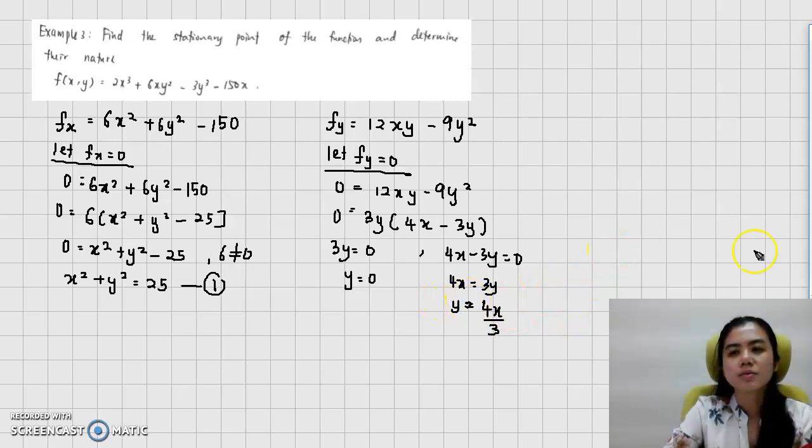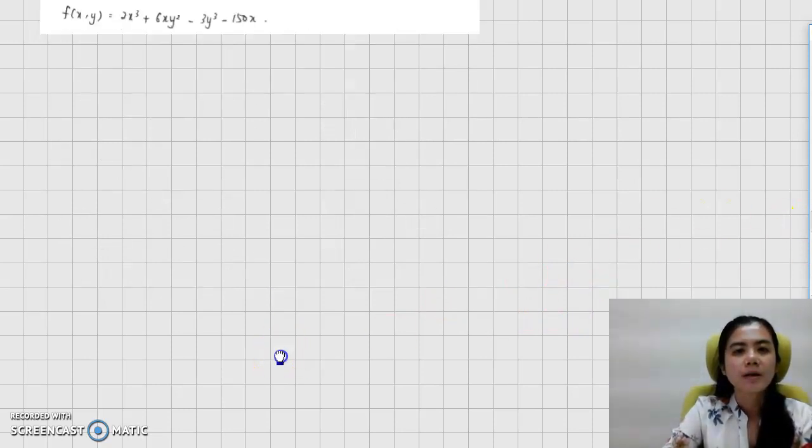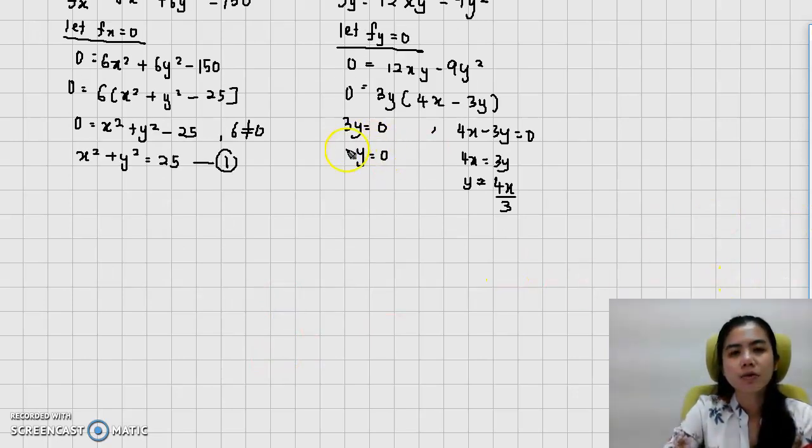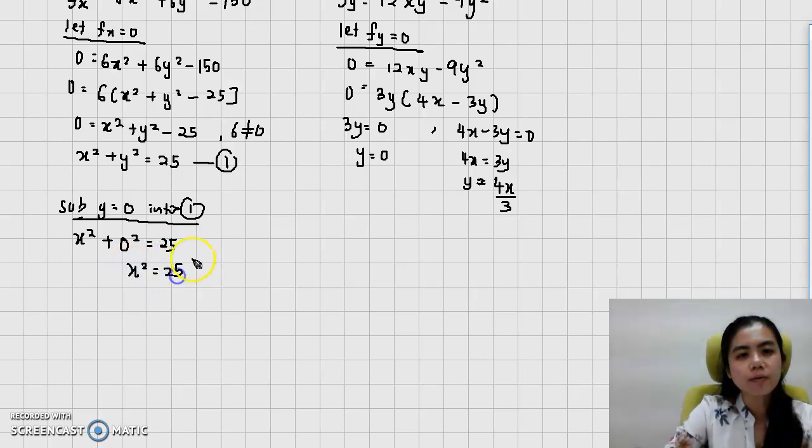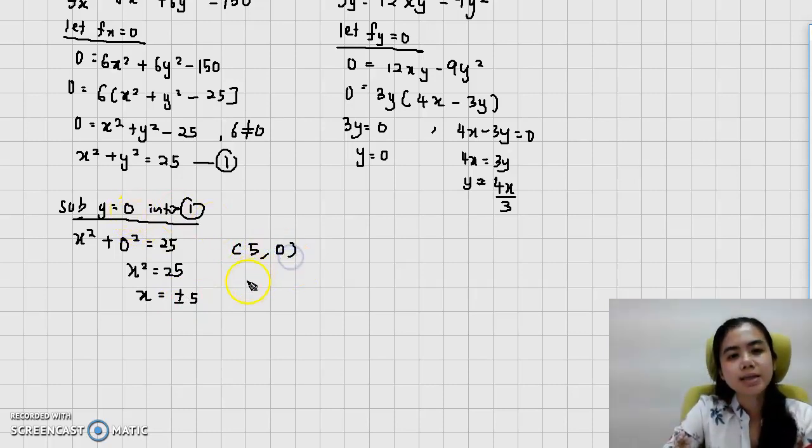Once we have those y values, I'm going to do the substitution. So now, substitute your first y, y equal to 0, into equation number 1. Here you have x squared plus 0 squared equal to 25. That is basically x squared equal to 25, and you take the square root, so you have plus or minus 5. This means you will have two critical points. The first critical point is x is 5, y is 0. The second critical point is x is minus 5, y is 0. So you have two critical points here.